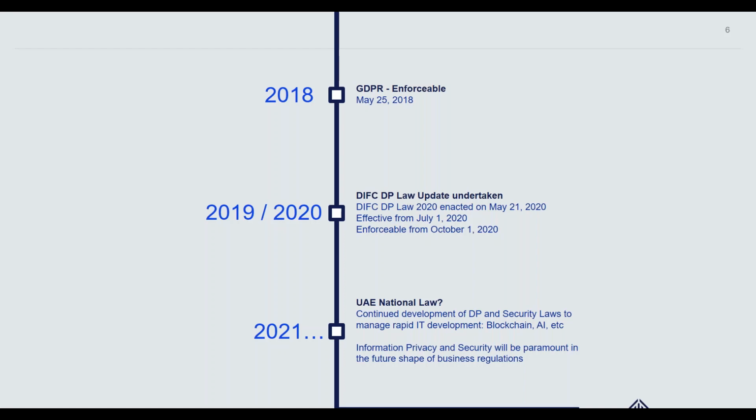So for 2021, will there be a UAE national law? Almost certainly. We'll touch on this at the end as well in a little bit more detail, but we are looking at probably seeing some sort of national law. It's inevitable. I mean, if you look around the region, you have other laws springing up in countries all around us. Saudi Arabia is building their law.